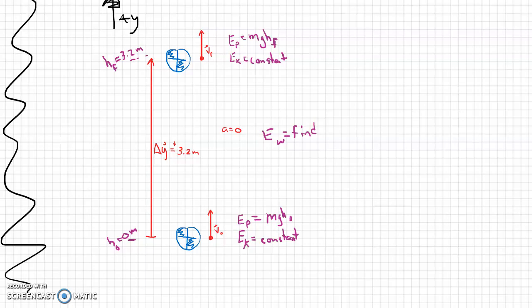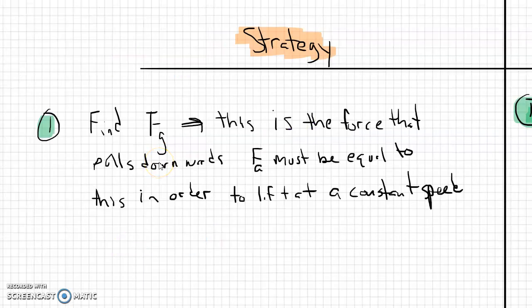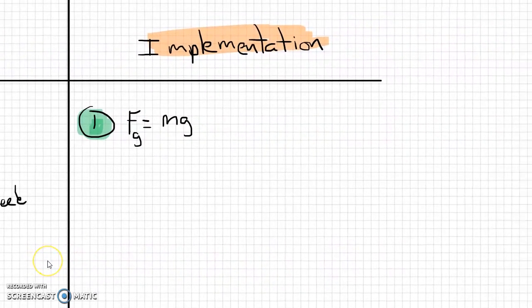Let's take a look at how we might solve this. Let's come up with a strategy. The approach that I'm going to take is eventually to use the equation that work is equal to force times distance. The problem is I don't know what force. I do know what force causes the work to be done, but I don't know the force itself. So I'm going to need to calculate that, and to do that, I'm going to need to find the force of gravity. This is the force that pulls downwards. The applied force, which is upwards, must be equal to this in order to lift it at a constant speed.